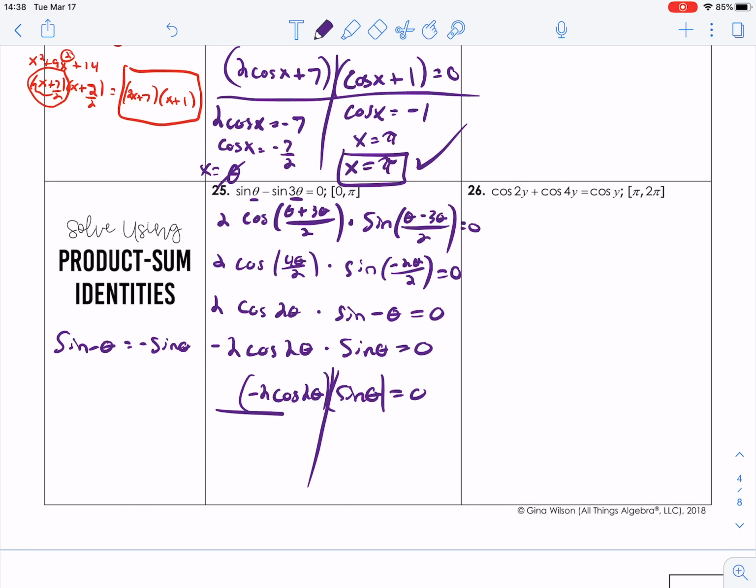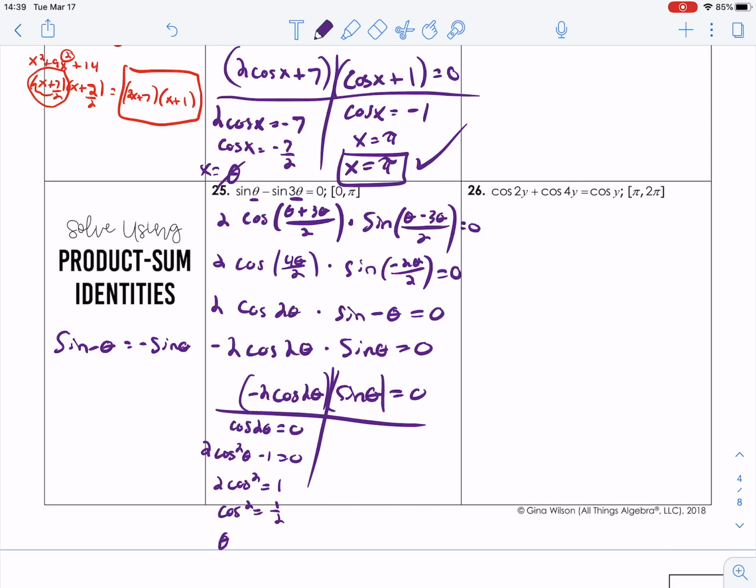Solve for each. Cosine of 2 theta equals 0, since 0 divided by negative 2 is still 0. And now we can't use 2 theta. We've got to switch it back to a form we love, which is any one we want. So I'm going to choose this one: 2 cosine squared theta minus 1 equals 0. 2 cosine squared equals 1. Cosine squared equals 1/2.